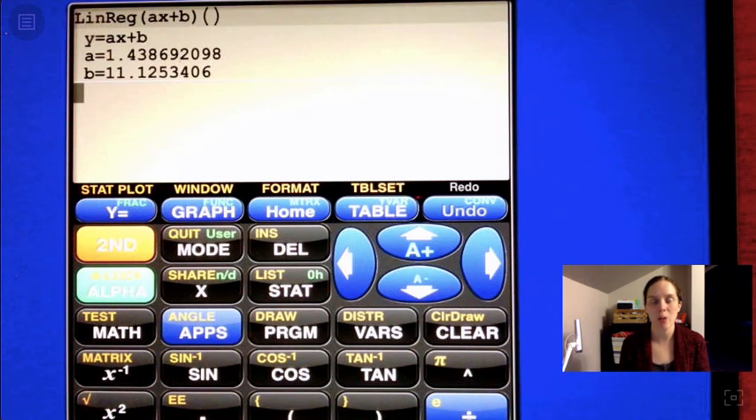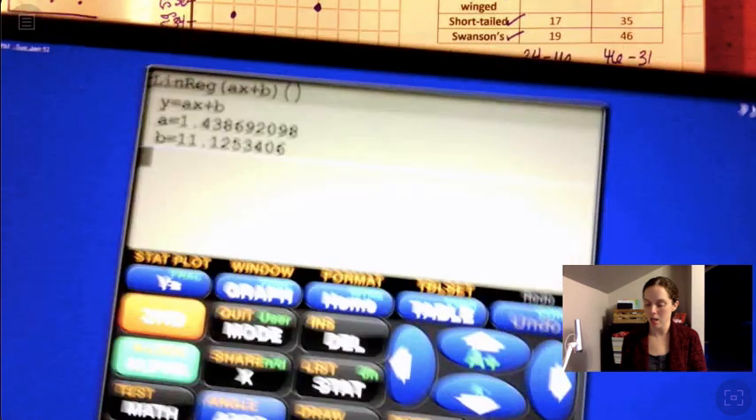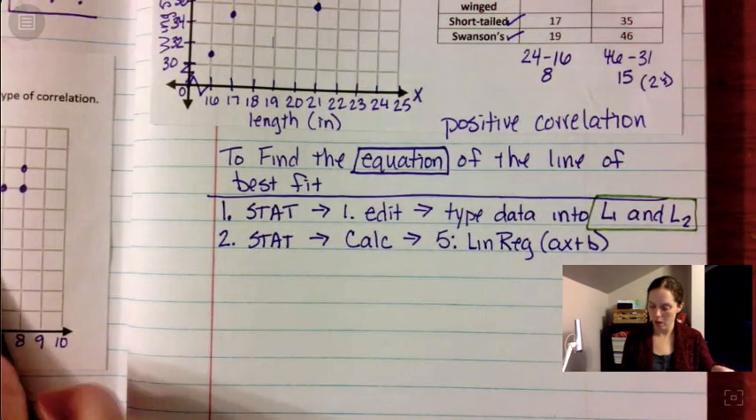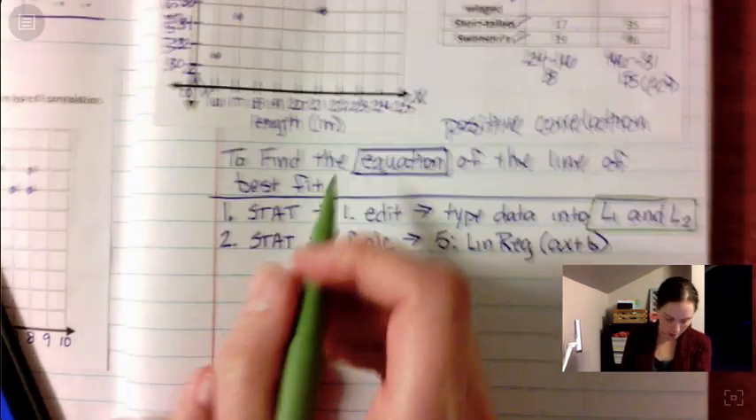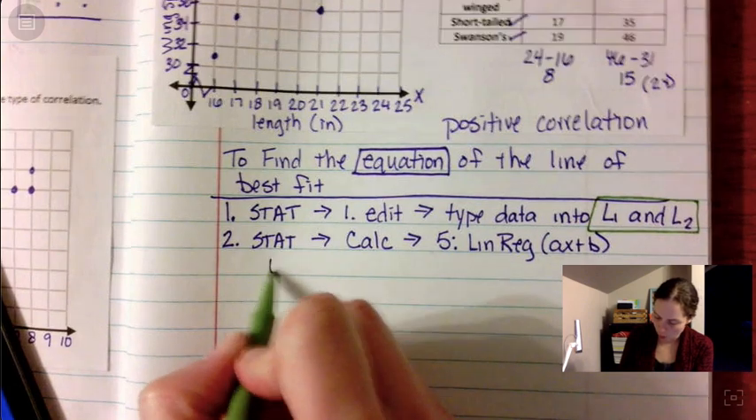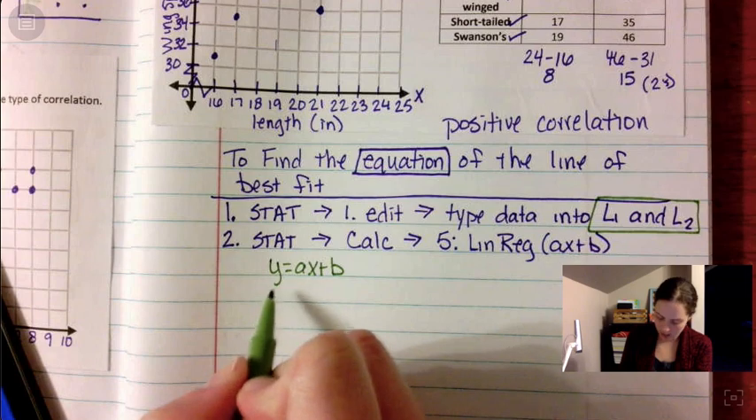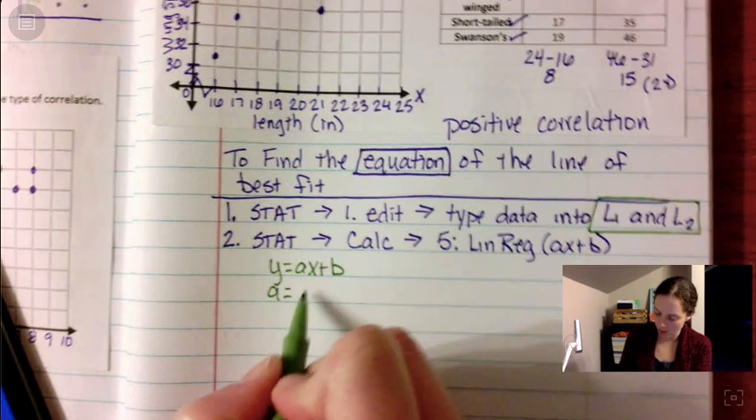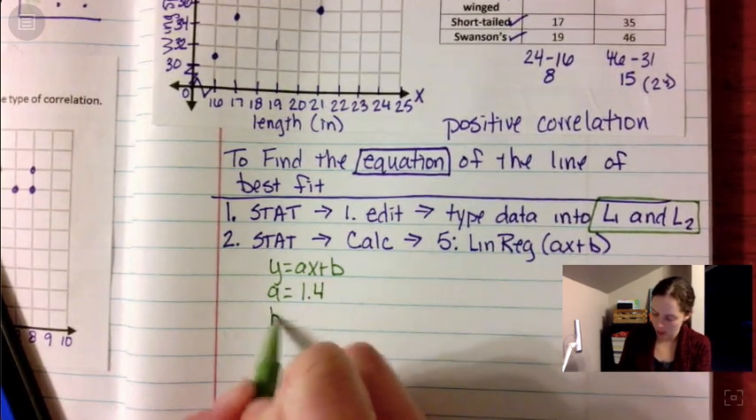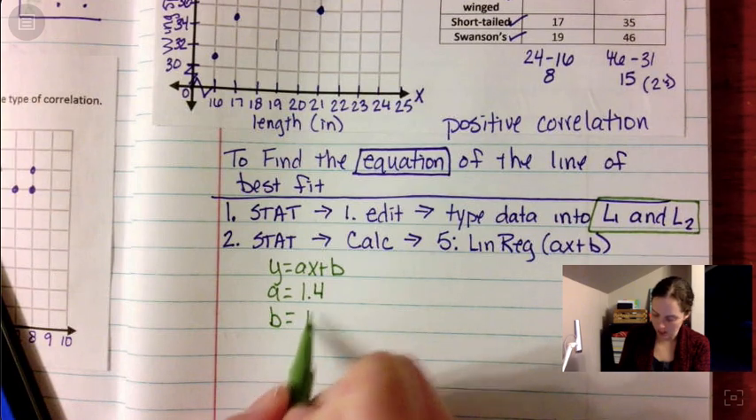Okay, and right here it says y equals ax plus b, and then it tells you what a is and it tells you what b is. I'm going to write this down in the notes. So I'm going to write down that it tells me y equals ax plus b, and a is, I'm going to round that to 1.4, and it tells me b is 11.1.